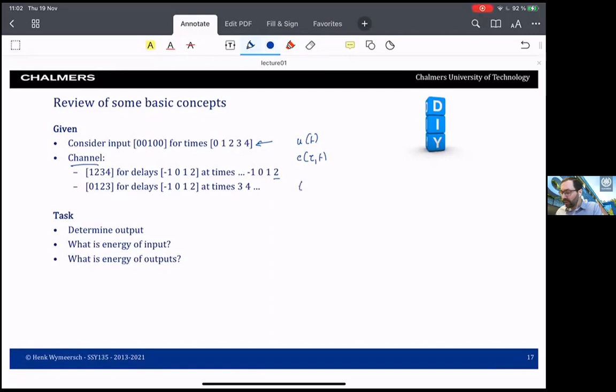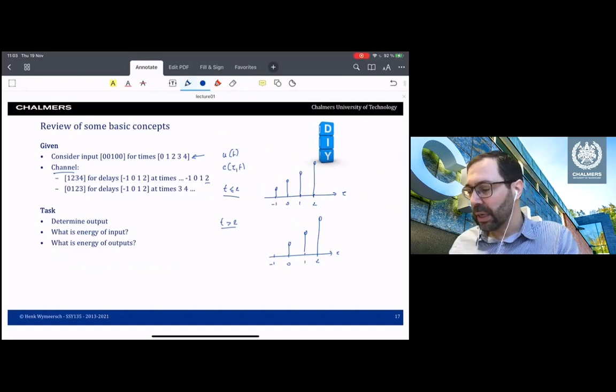In other words, for t less than or equal to 2, for tau equal to minus 1, 0, 1, 2, the channel is 1, 2, 3, 4. For times greater than 2, for tau equal to minus 1, 0, 1, 2, the channel will be 0, 1, 2, and 3. Now the question for you is, can you determine the output? If you convolve the input with the channel, what is the output? I recommend you pause your video and try to solve this problem. Otherwise, we just move on to the next slide.